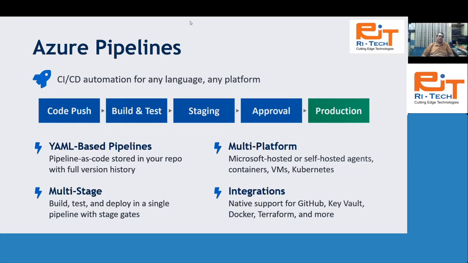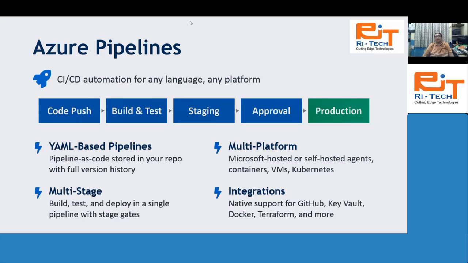So pipeline as code is stored in your repo with full version history. Now multi-stage: build, test, deploy in a single pipeline with stage gates. So you do not need to create separate pipelines for testing, building, and deployment. The same thing can happen in one pipeline. The multi-stage pipeline feature is available, and it has a stage gates option, so one gate will be opened only when the previous stage is successful. Otherwise, that gate will be locked or closed.